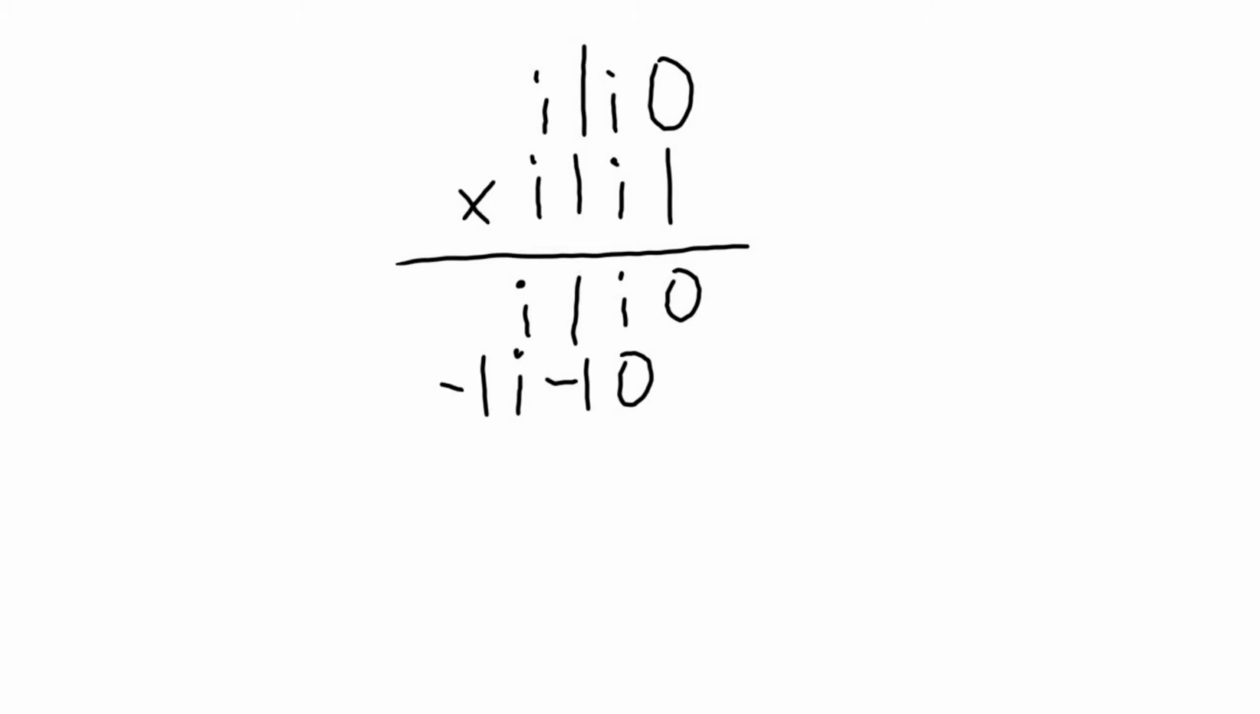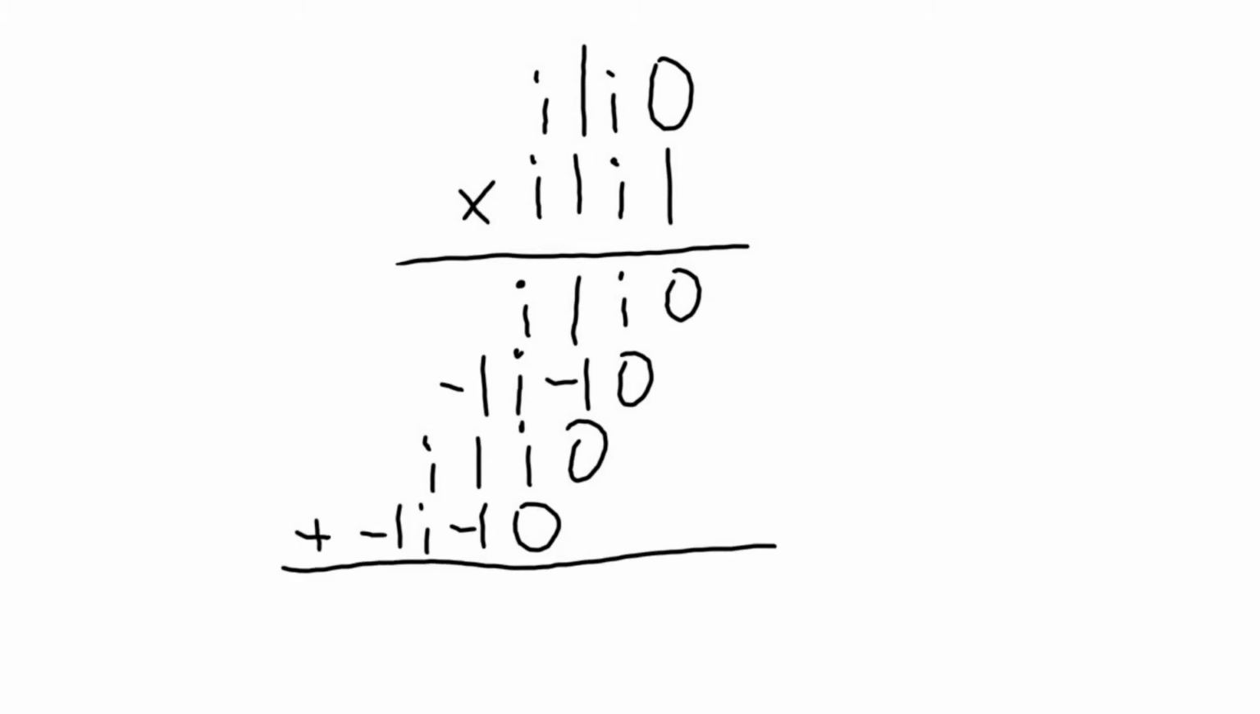We then have another 1, so we shift left and put down another I1, I0. Finally, we have another case of I times I1, I0, so we shift left and put down negative 1, I, negative 1, 0. Now we add everything together.